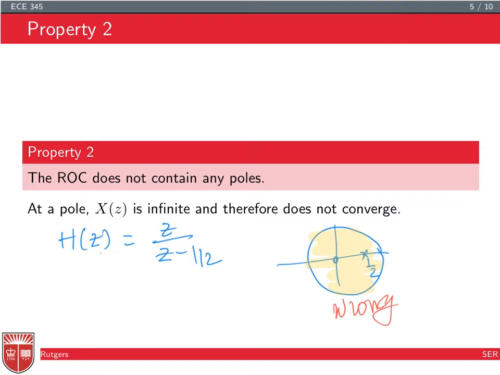And again, the reason for that is that at the pole, the value of H(z) goes to infinity, it does not converge. So here, for example, the limit when z goes to 1/2 of H(z) is equal to infinity. And that's why the ROC cannot contain any pole.